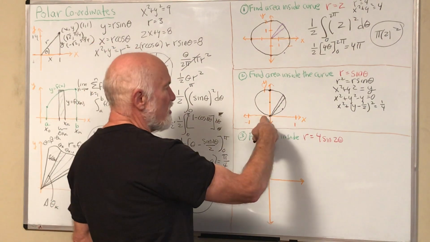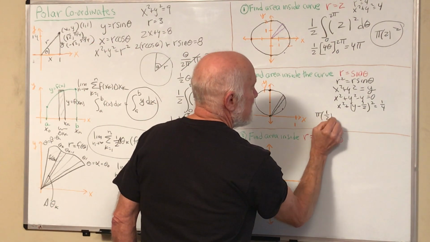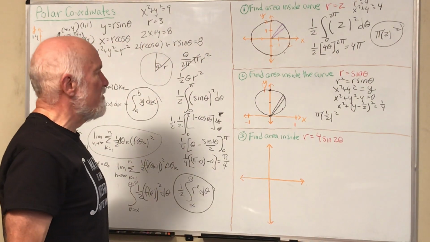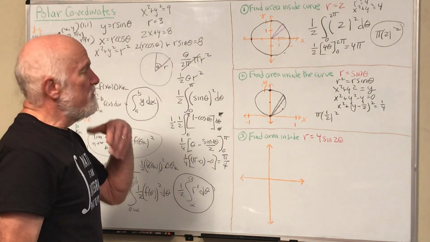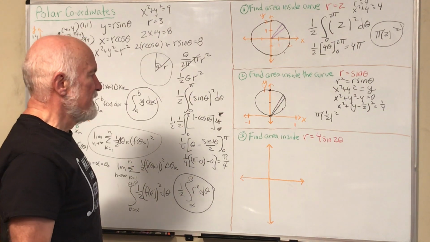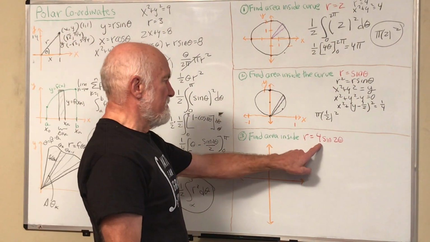Again, this is a circle with a radius 1/2. So the area would be pi times 1/2 squared, or pi over 4. So we're developing some confidence in this formula that we've got. Okay, well, let's try something different here.